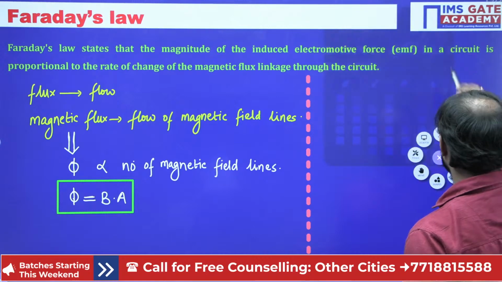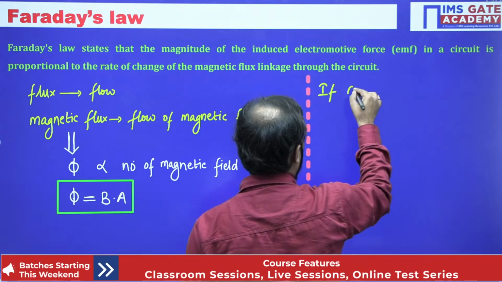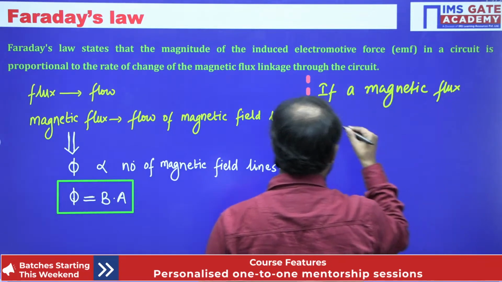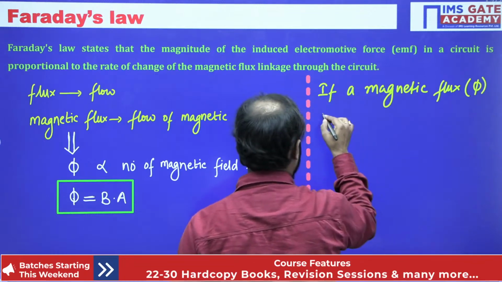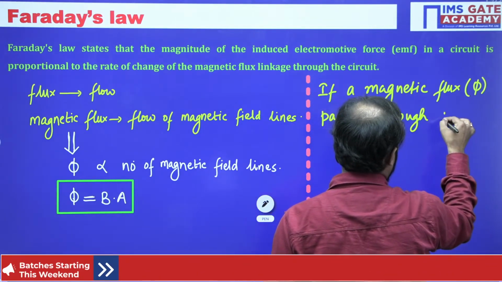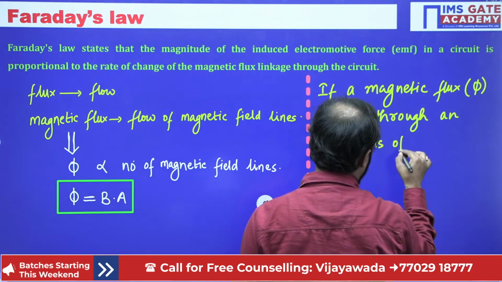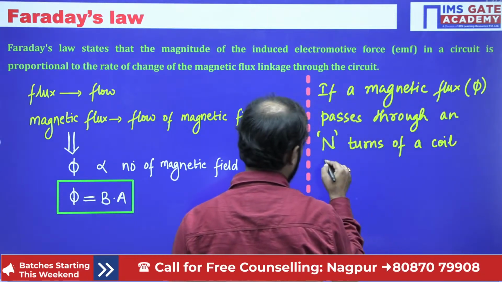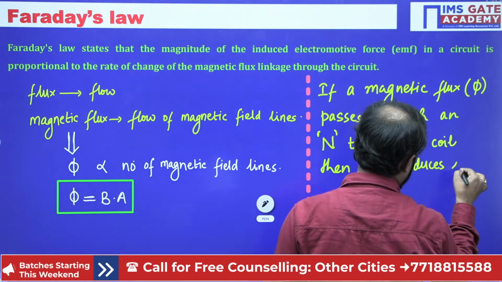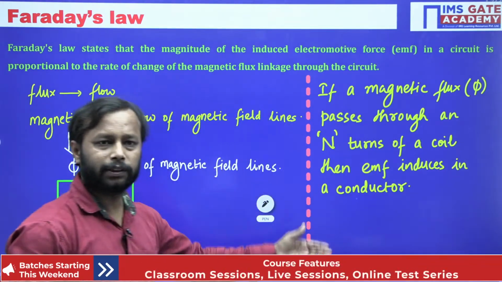Now, what Faraday says is that if a magnetic flux, which is phi, passes through N turns of a coil, then an EMF induces in a conductor. So this is the statement of Faraday's law.